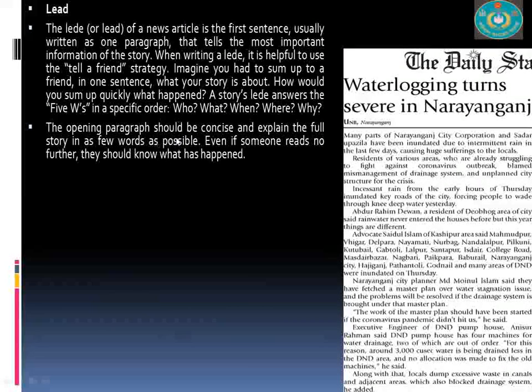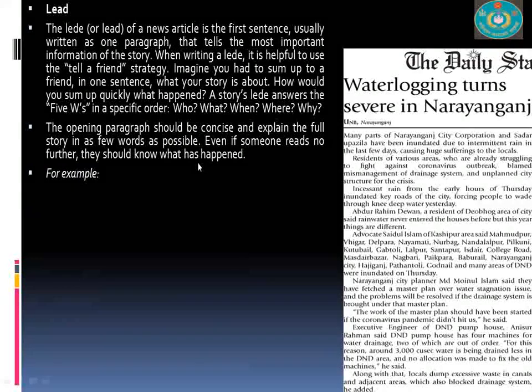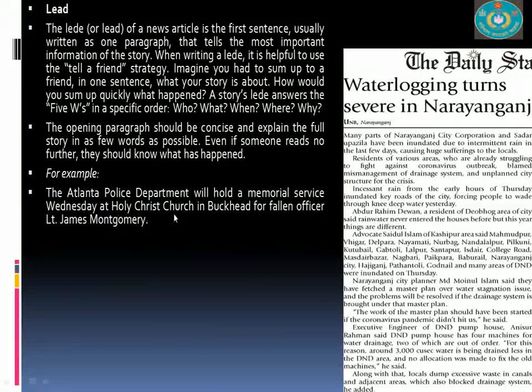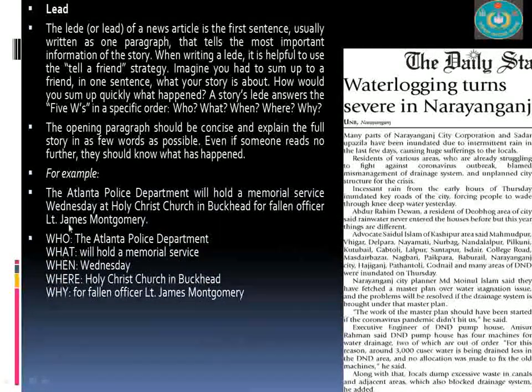So usually, taking the newspaper in our hand, we just go for the headlines first. If it attracts us, then we go for the lead or introductory paragraph. Here is an example: the Atlanta Police Department will hold a memorial service Wednesday at Holy Christ Church in Buckhead for fallen officer Lieutenant James Montgomery. Here are the basic 5 Ws: who, the Atlanta Police Department; what, will hold a memorial service; when, Wednesday; where, Holy Christ Church in Buckhead; why, for fallen officer Lieutenant James Montgomery.